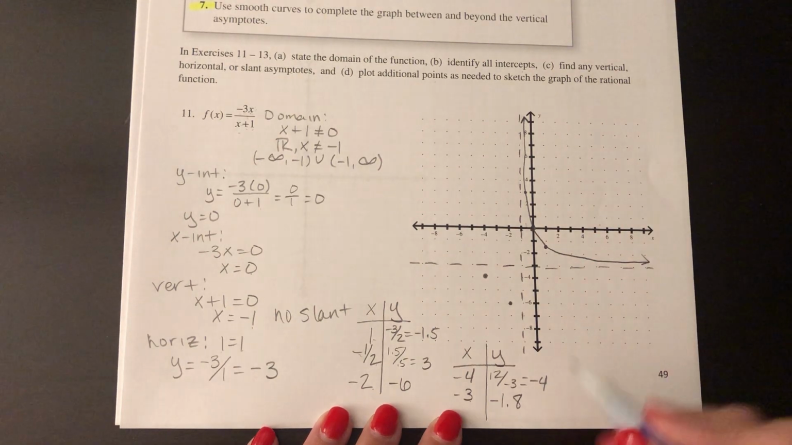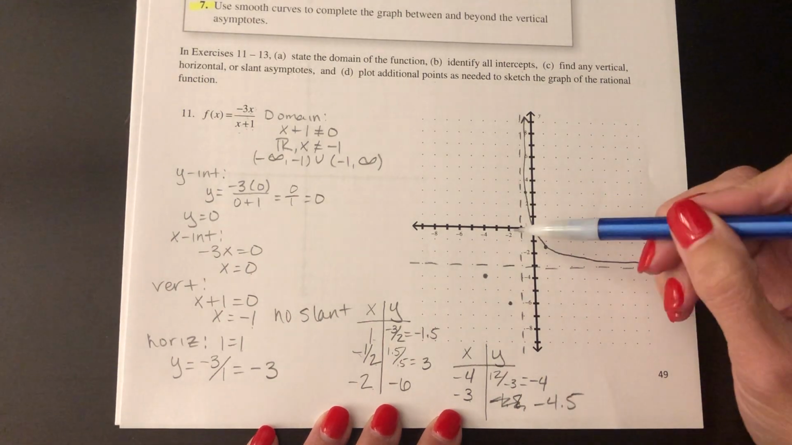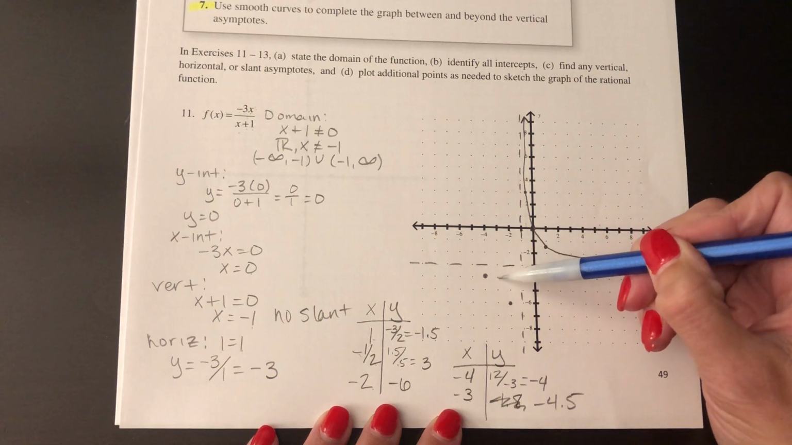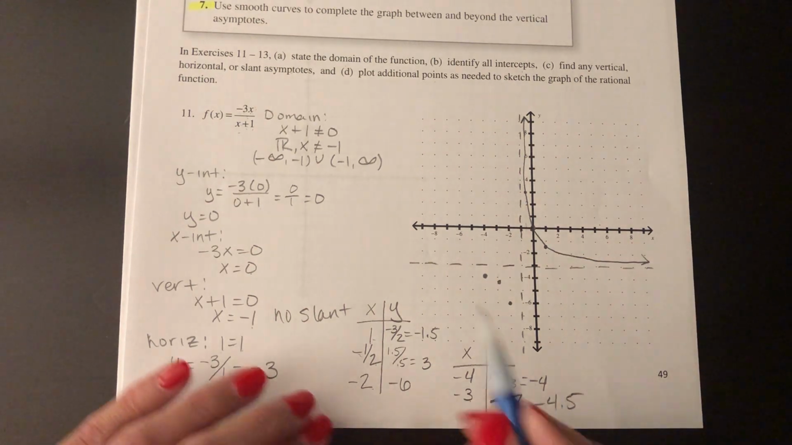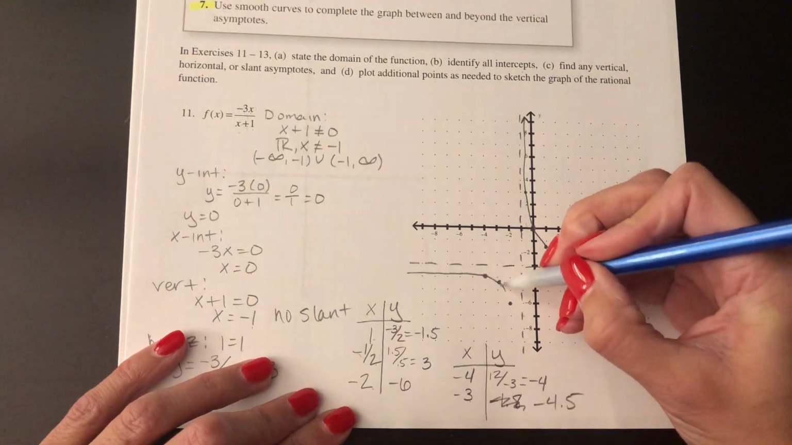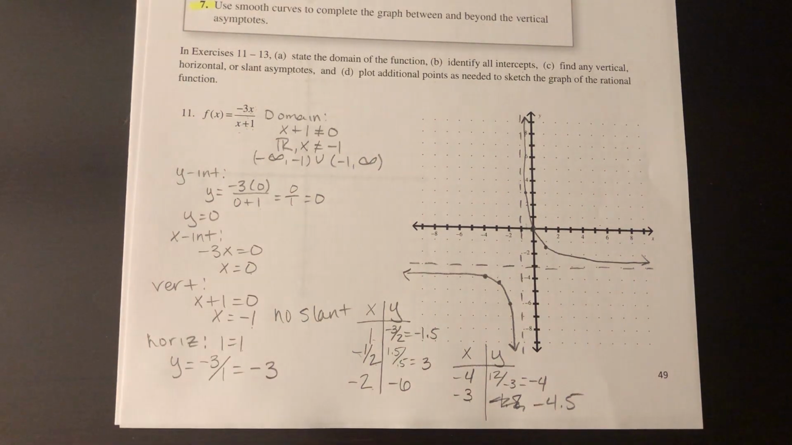Oh, no, that's not right. -4.5. Sorry, I was looking at something else there. All right, so -3, and then down -4.5. Okay, so now I have a little better idea of what this graph is going to look like. There we go. Okay, so that's it. That's how you graph these.